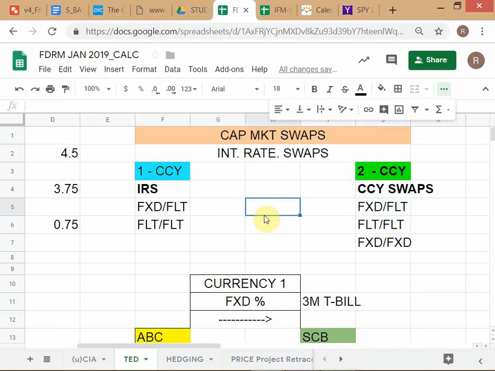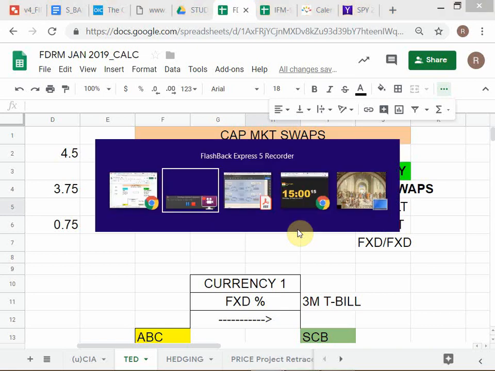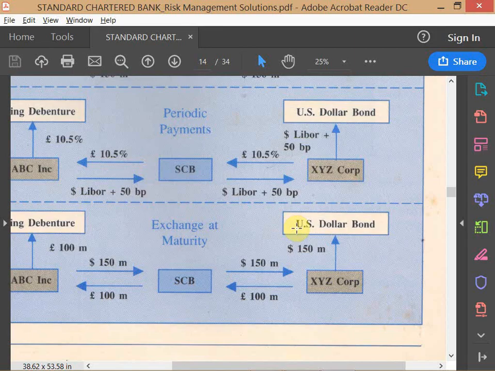Sir, that you said in one leg. Mic is not working. Use the mic because of background noise. Your voice has to come through the mic. Sir, underlying position is 3-month LIBOR in that cross currency interest rate, in this example. LIBOR plus 50 basis points is the underlying position. The voice is not coming through the mic.